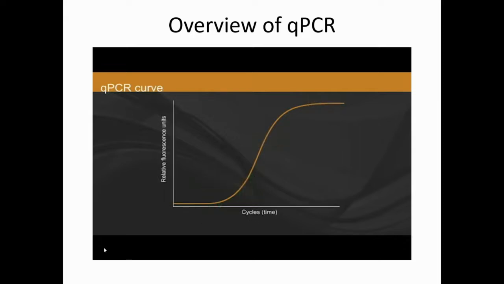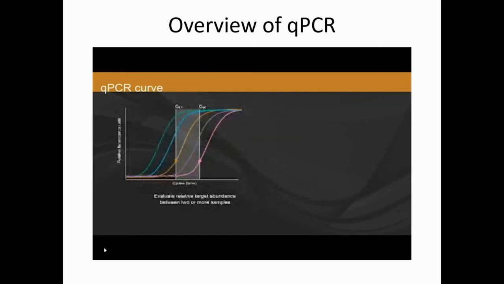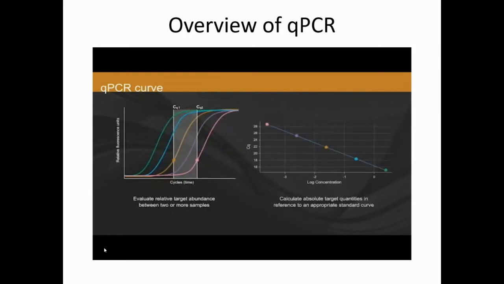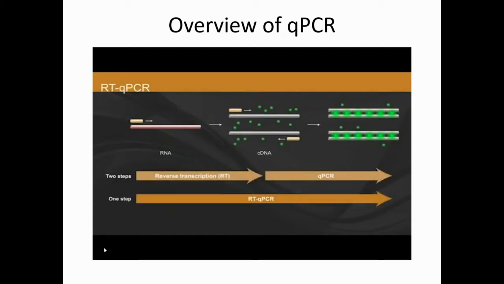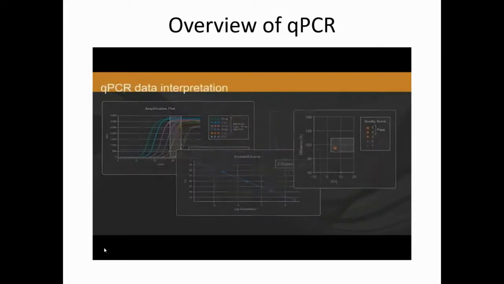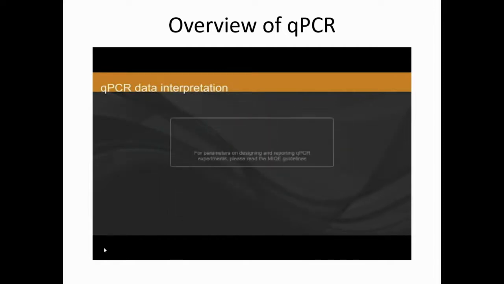When the fluorescent qPCR signal is detectable over the background fluorescence, a quantification cycle, or CQ value, can be determined. CQ values can be used to evaluate relative target abundance between 2 or more samples, or to calculate absolute target quantities in reference to an appropriate standard curve. qPCR can also be modified to detect and quantify RNA. Interpretation of qPCR data requires careful experimental design and analysis.